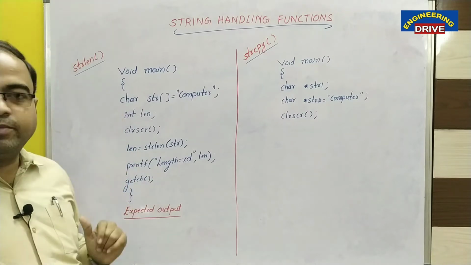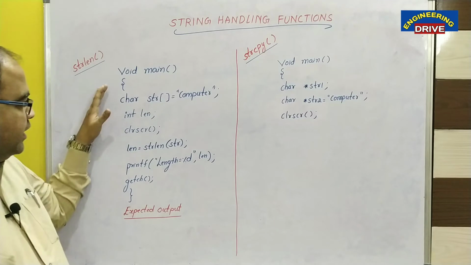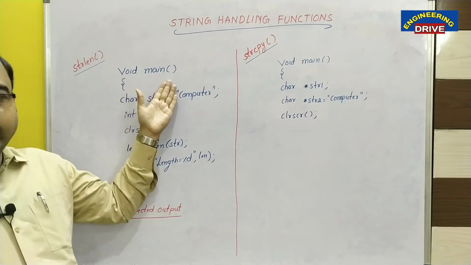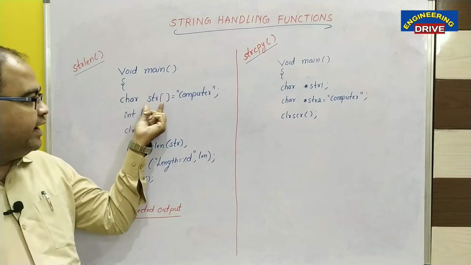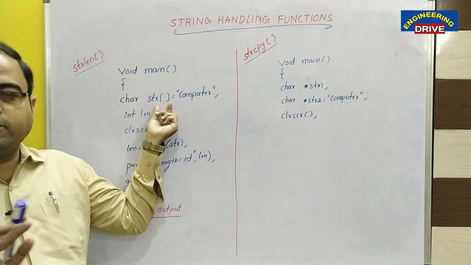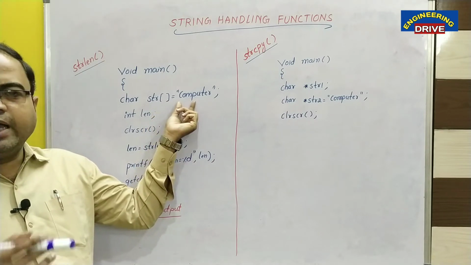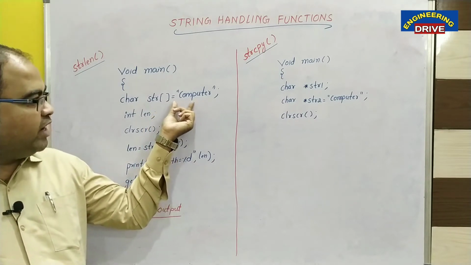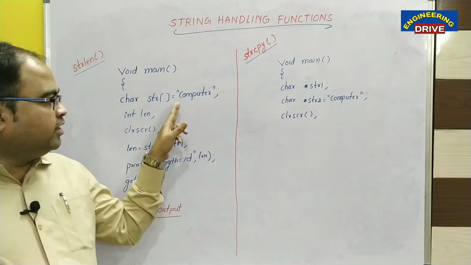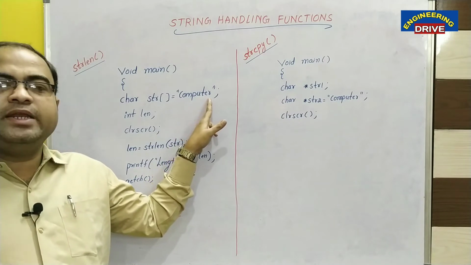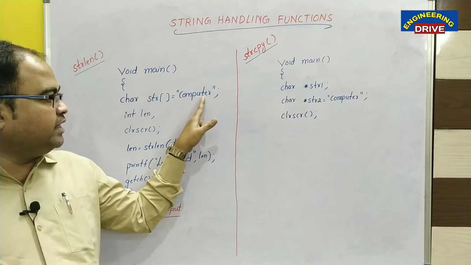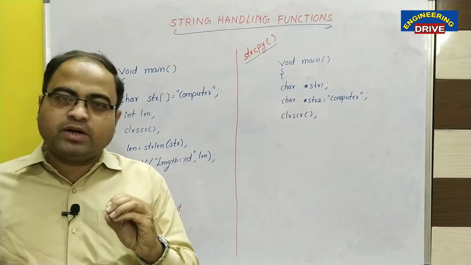I have already written one program in order to save time. Let us see this program first. As usual, we have started our program with the main function, and we have declared one string here, str, without a size. I have not mentioned any size here, and I have given the value to the string. What is the value? Computer. Computer is our string here. If you see carefully, how many characters are there in this string? We can see that 1, 2, 3, 4, 5, 6, 7, 8 characters are there in our string.